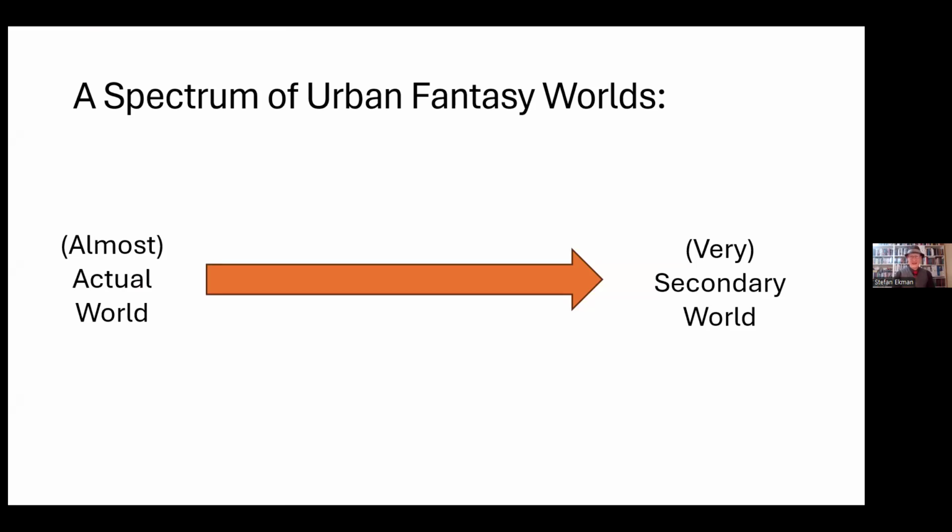And one of the things that I disagree with is that urban fantasy is always set in the actual world or a version of the actual world. I seemed to find that there is an entire spectrum. The critic Mark J.P. Wolf talks about degrees of secondariness. A world could be more or less a secondary world. And I like that thought.